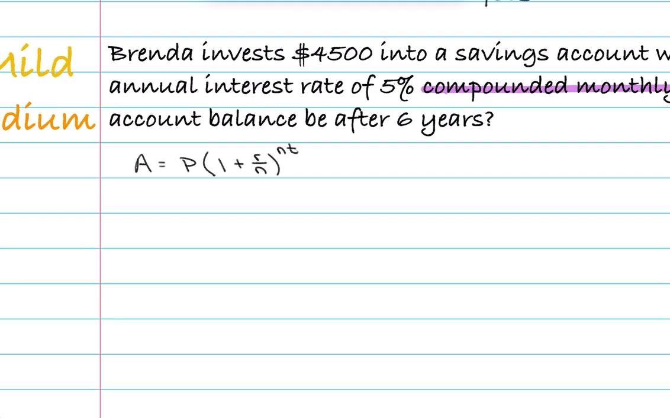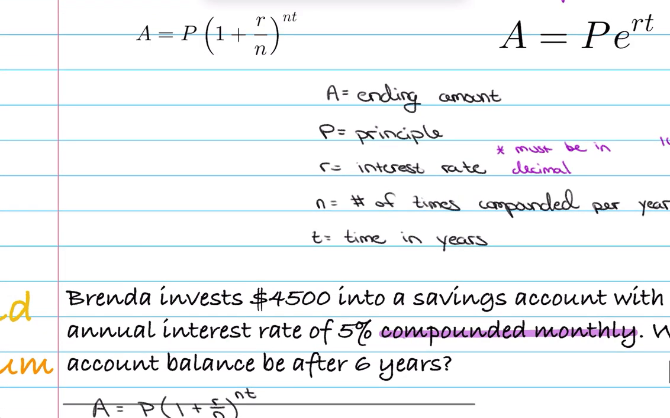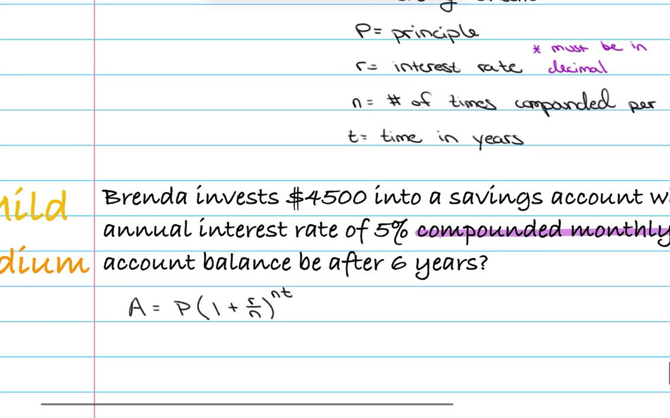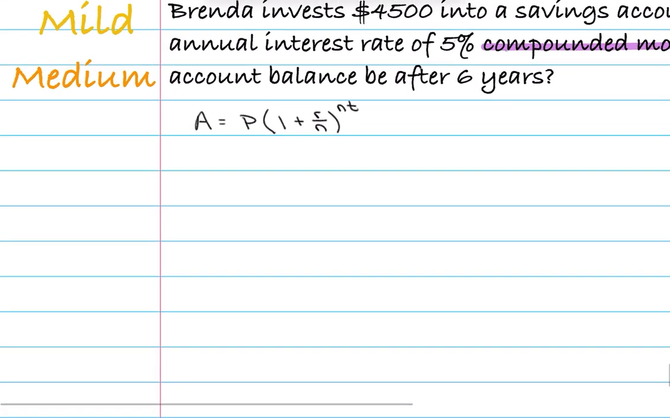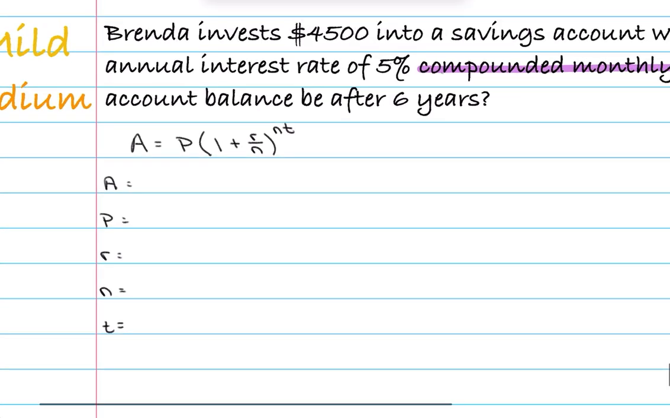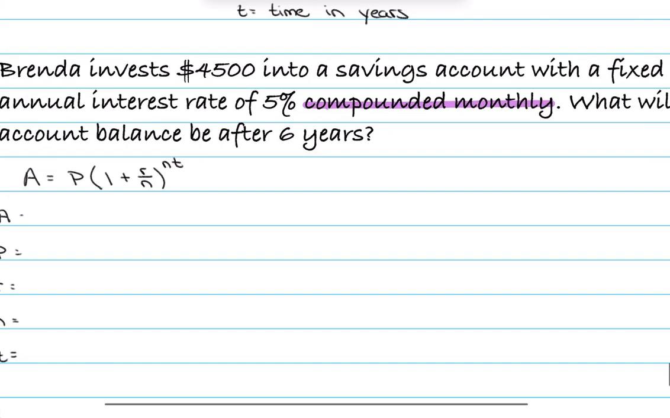All right. And now what I'm going to do is I am going to write out like a shopping list to myself. Okay, so I'm going to write A, P, R, N, and T. Those are all the letters that are in this formula, all right? And then I'm going to see which letters I can fill in, and then I'm going to solve for the one that I'm missing, all right? So I'm going to read through this problem again, okay?